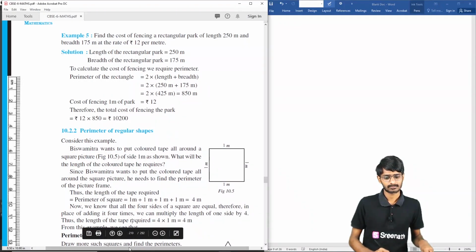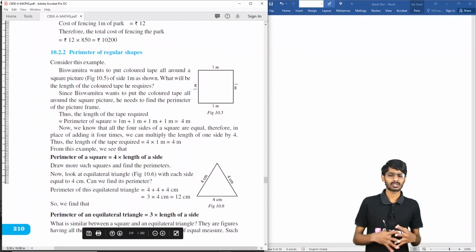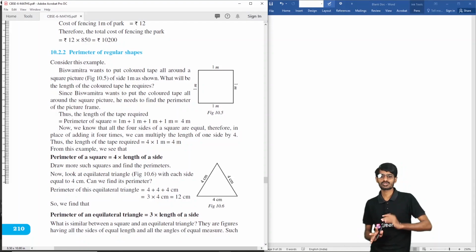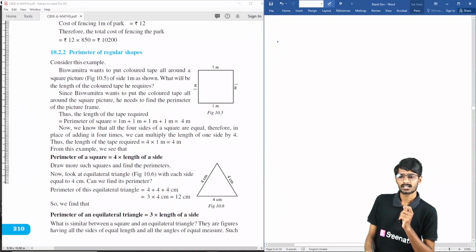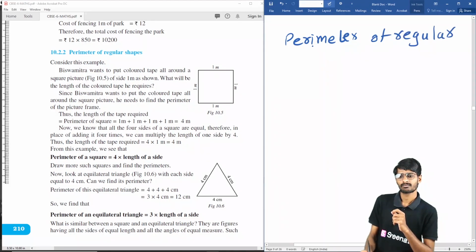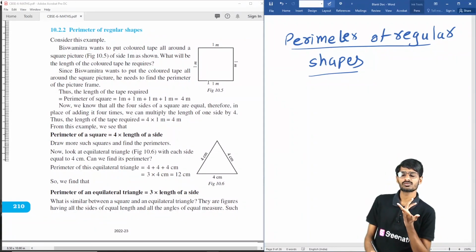Next, perimeter of regular shapes. So we are having some regular shapes here, and for those regular shapes, we are going to find out the perimeter. So it is the perimeter of regular shapes. Okay, so first we are going to find the perimeter of a square. Here it is the square.